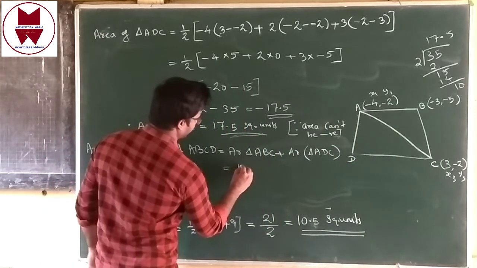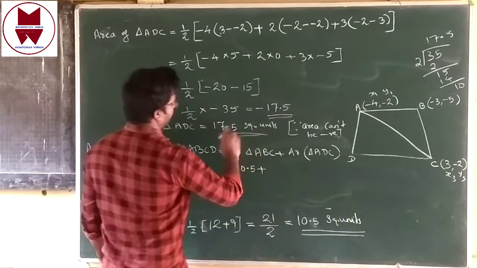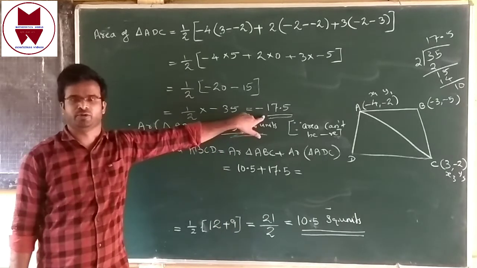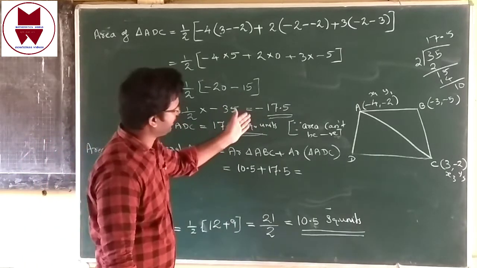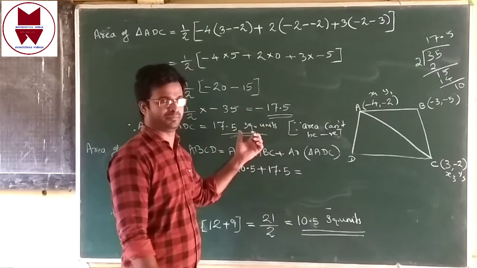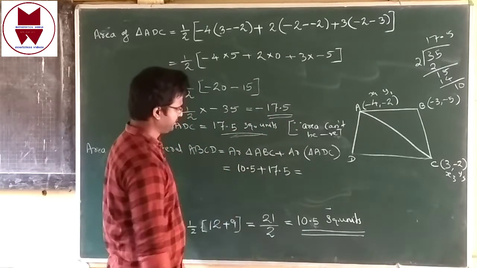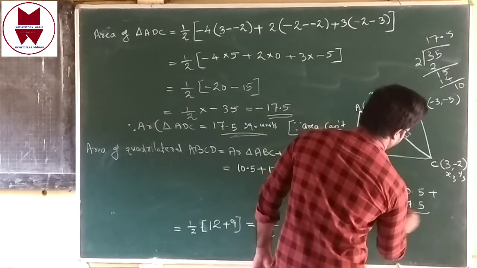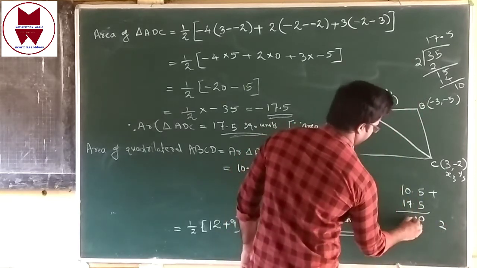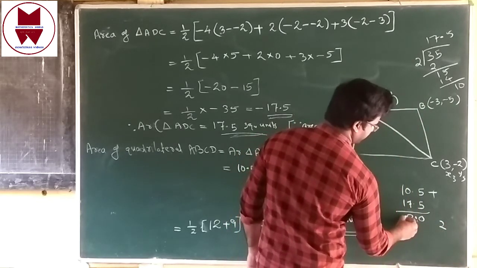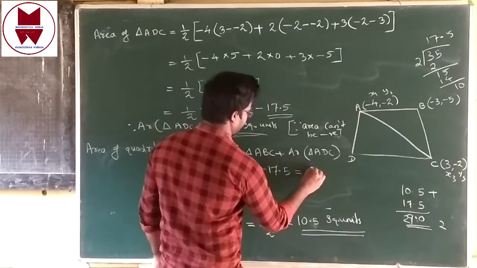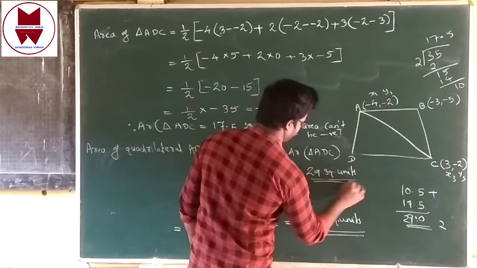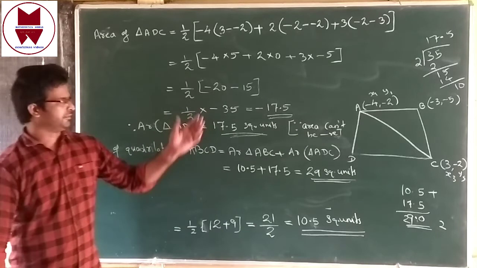That is 10.5 plus in here 17.5. Keep in mind, don't write minus 17 point because area cannot be negative. If you got answer minus also, you have to take that as plus, positive. What will we get? 10.5, 17.5, .9 then 2. You will get 29 square units. That is the area of our quadrilateral.